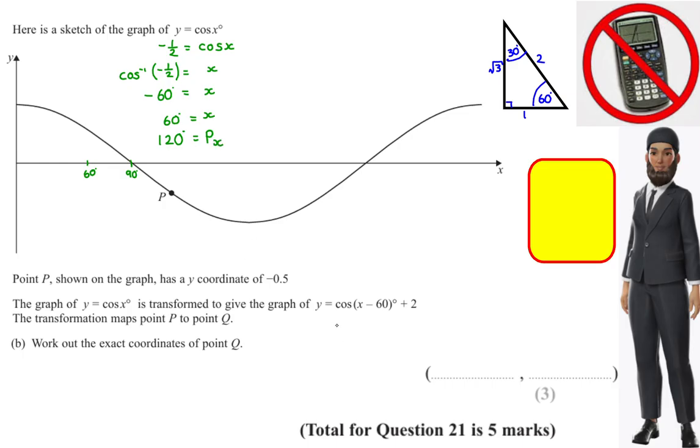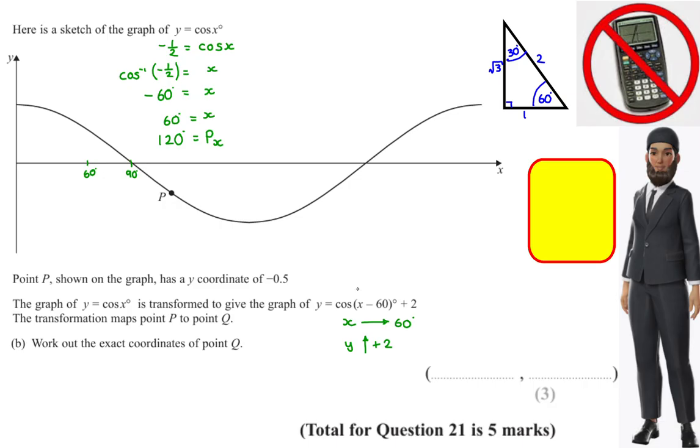Now let's have a look at this transformation. What's happened? The x value has shifted 60 degrees to the right, and the y value has shifted upwards by 2.